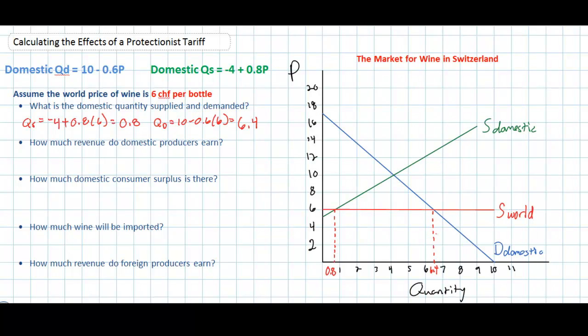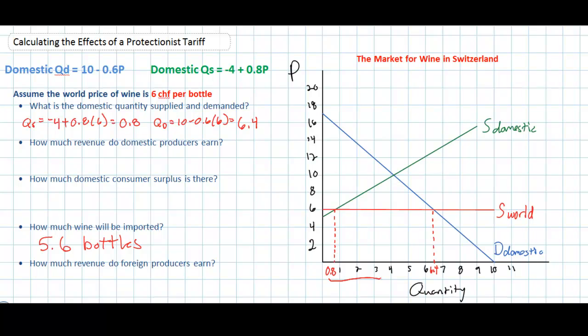Now we can easily calculate the number of imported wine bottles when the world price of wine is $6 and the domestic quantity supplied is only 0.8. Assuming the Swiss consumer wishes to demand 6.4 bottles, but only 0.8 are being supplied domestically, this means that 5.6 bottles of wine are being imported into Switzerland.